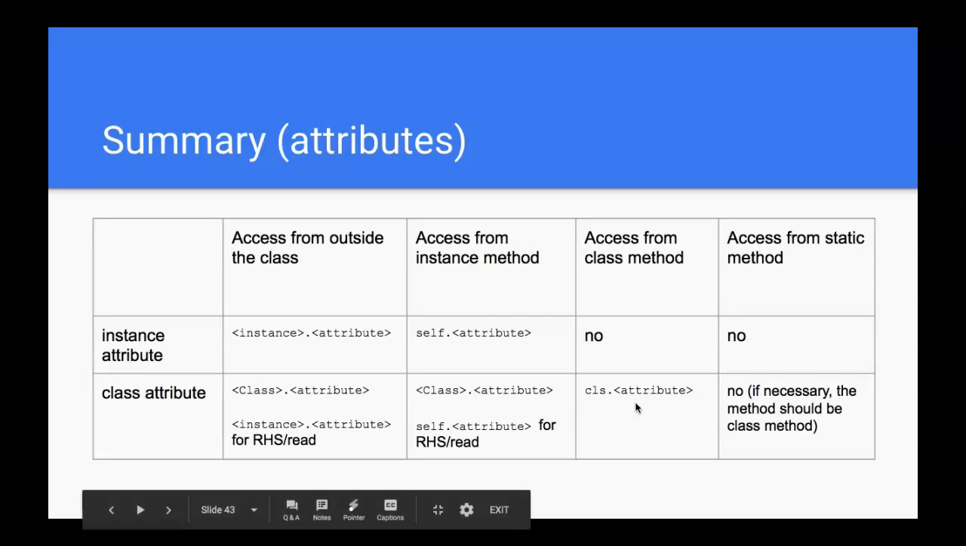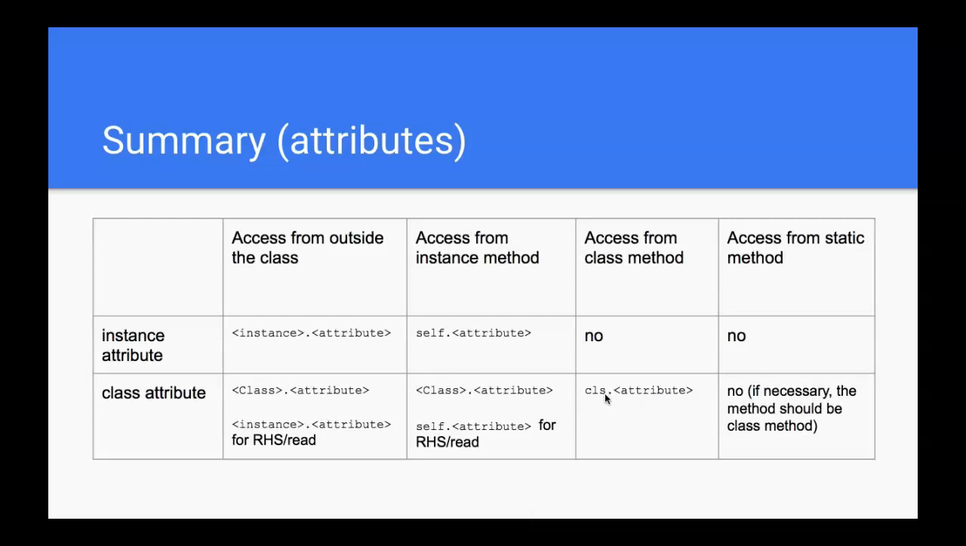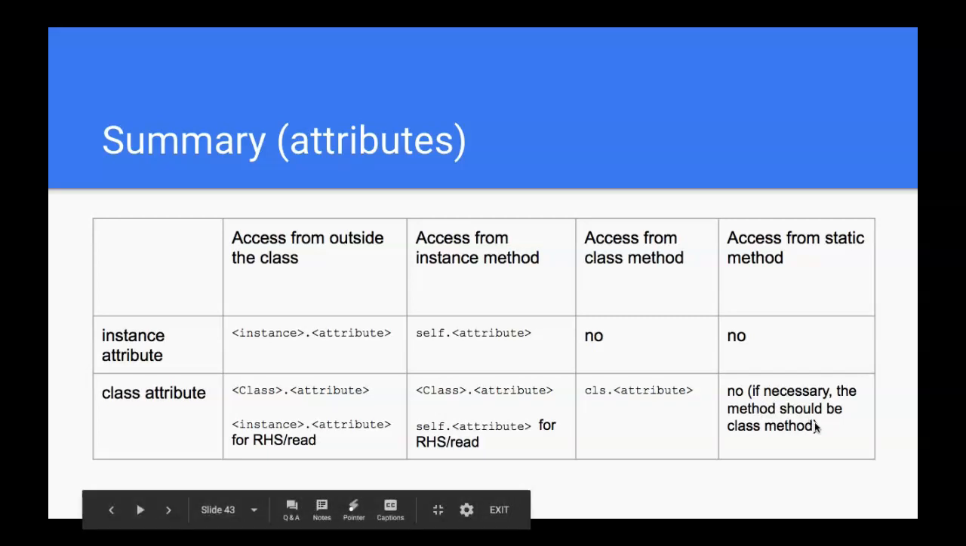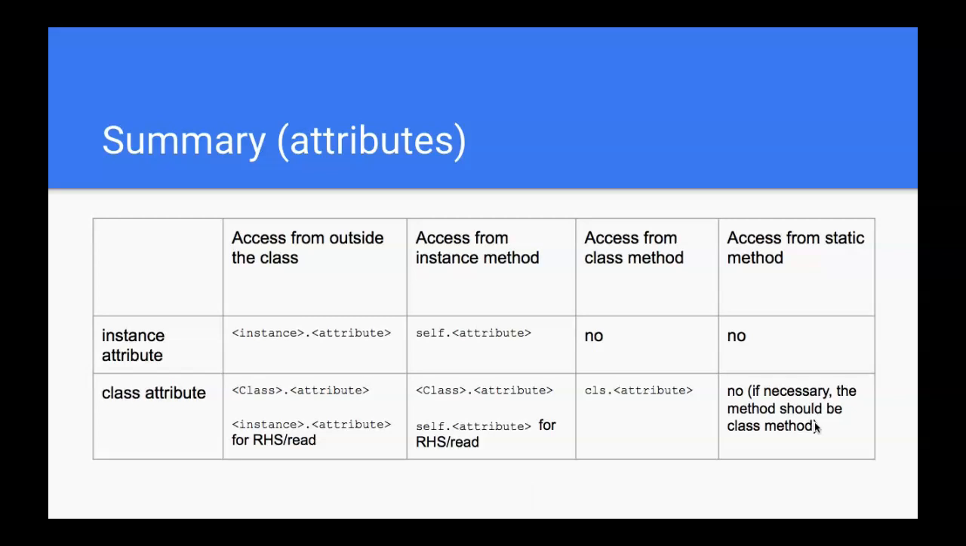If we want to access class attributes from class methods, we do cls.attribute, because the class method has a class as the first parameter. And then finally, static methods should not have access to class attributes. If you somehow find yourself that the static method needs access to class attributes, then that method really should be a class method, not a static method.